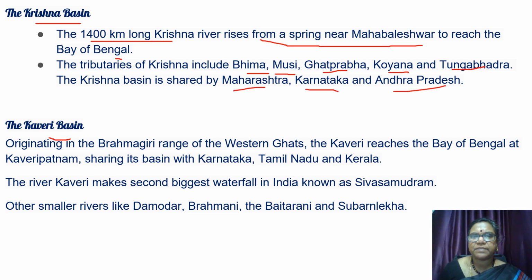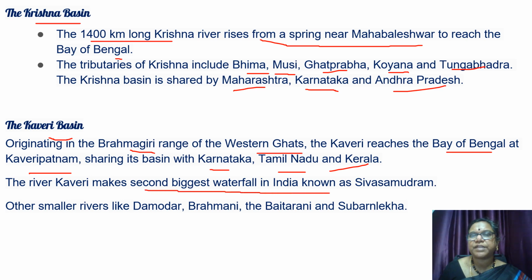Now the Kaveri Basin originates in Brahmagiri ranges in the Western Ghats. The Kaveri reaches Bay of Bengal at Kaveri Patnam, sharing its basin with Karnataka, Tamil Nadu and Kerala. The river Kaveri makes the second biggest waterfall in India, known as Sivasamudram. Other smaller rivers like Damodar, Brahmani, Baitarani or Vaitarani and Subarnarekha are also present flowing through the peninsular part.